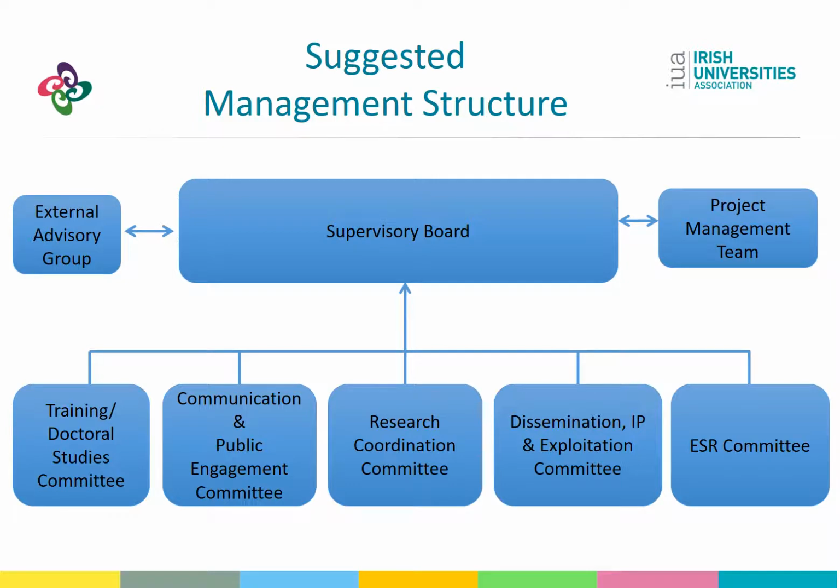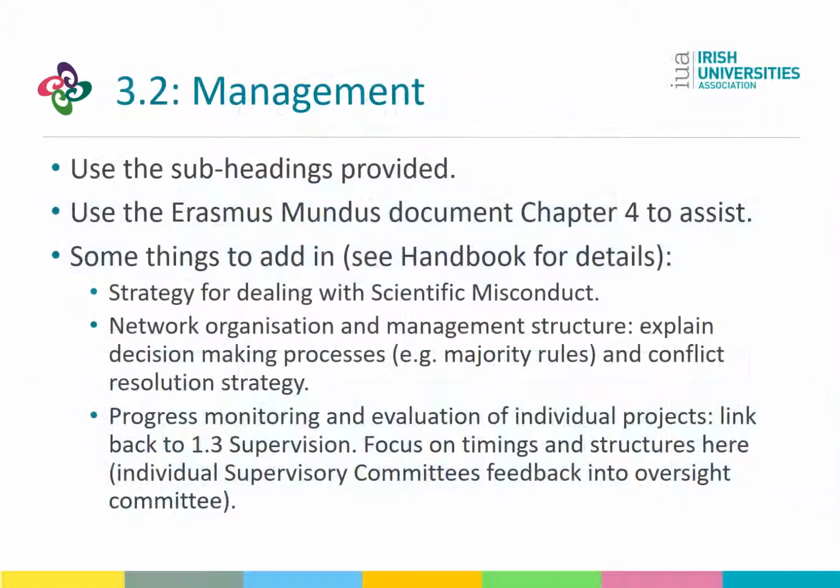This is a suggested management structure. Of course, for a small 2-beneficiary EID consortium, this structure would be redundant, so it has to be adapted to the size of your consortium. So in terms of the structure of 3.2, again, use the subheadings provided, use the Erasmus Mundus document chapter 4 to assist you. There are a number of other things to add in, and you can find more details in our handbook as well.